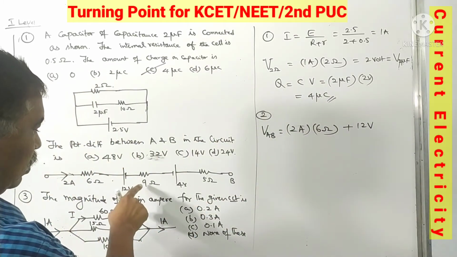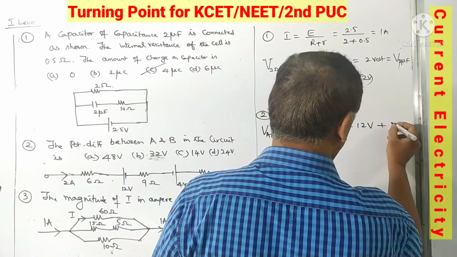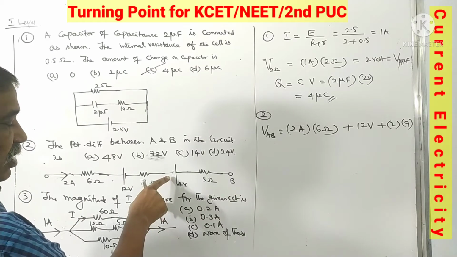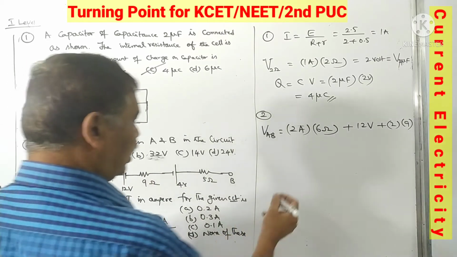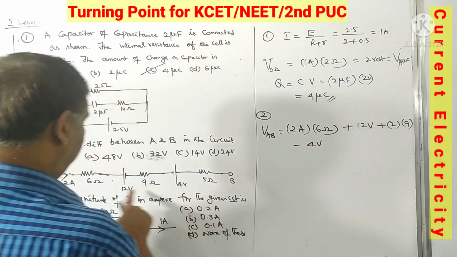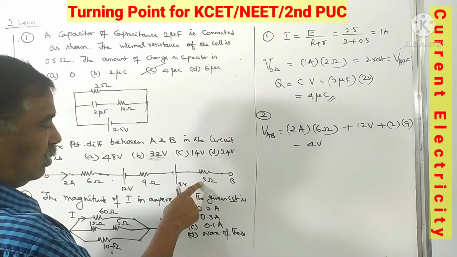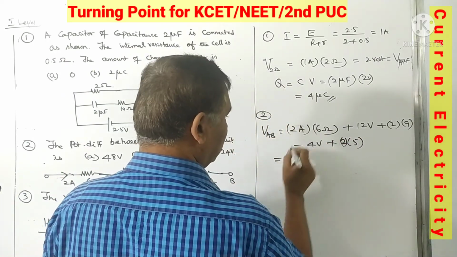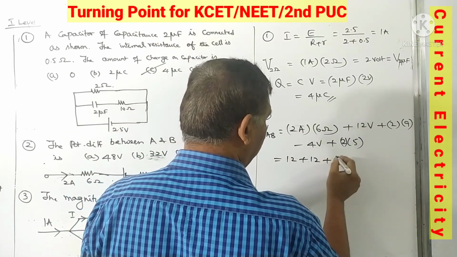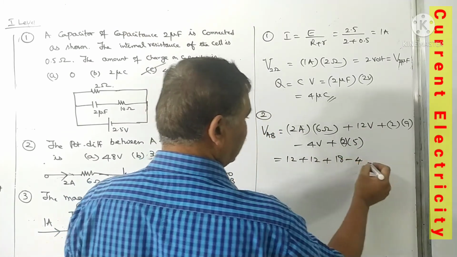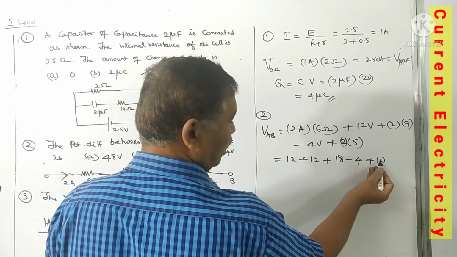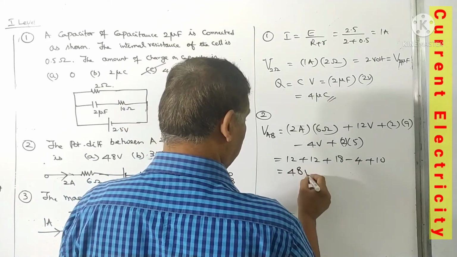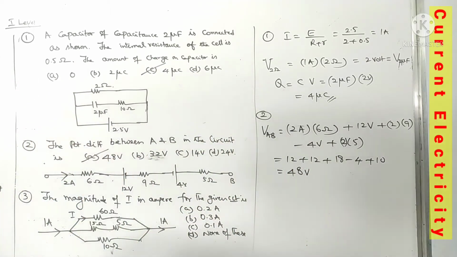Now 2 ampere flows even through the 9 ohm. 2 into 9. Here we are going through the cell from negative terminal to positive terminal. Take that one as negative, minus 4 volt. Then 2 ampere flows even through the 5 ohm. That is nothing but 2 into 5, which is 10. So we have 12 plus 12 plus 18 minus 4 plus 10. Simplify: 24, 42, 52, minus 4, 48 volt. So 48 volt is the answer for this question.